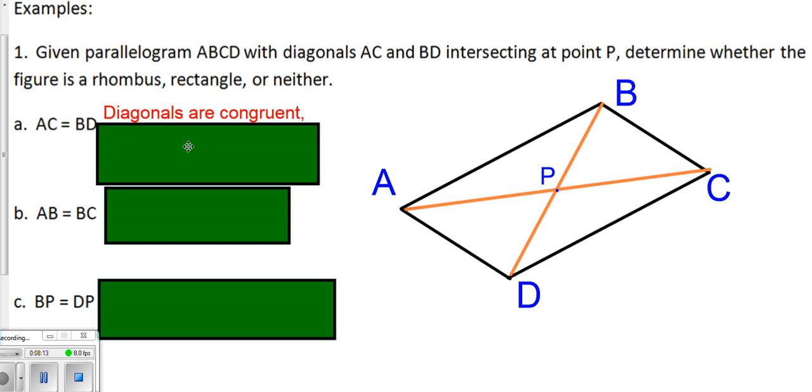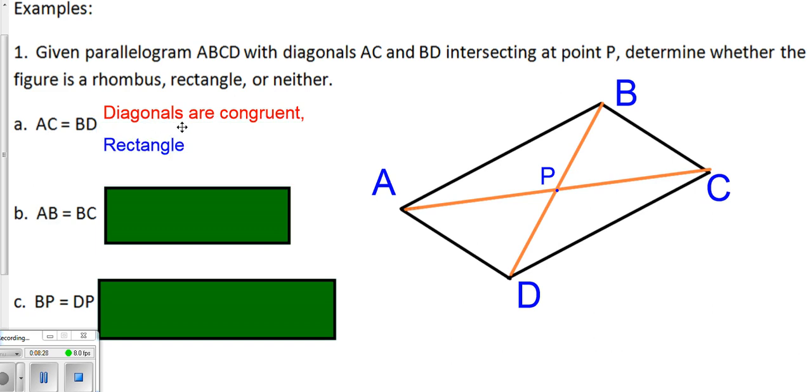Well, technically, they just said that the diagonals are congruent. AC is a diagonal, BD is a diagonal, and if they're equal to each other, if they're the same length, then they are congruent. Well, diagonals being congruent proves what? That proves that it is a rectangle. This parallelogram has to be a rectangle if those two diagonals are exactly the same length as each other.